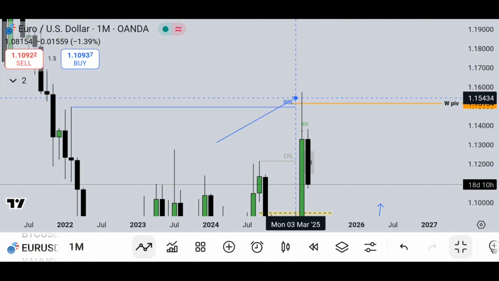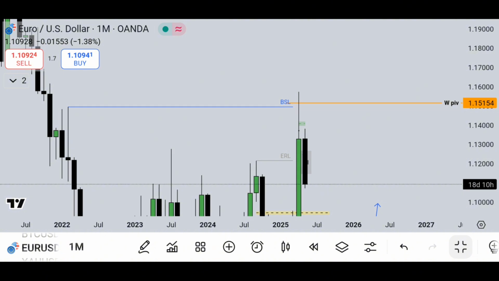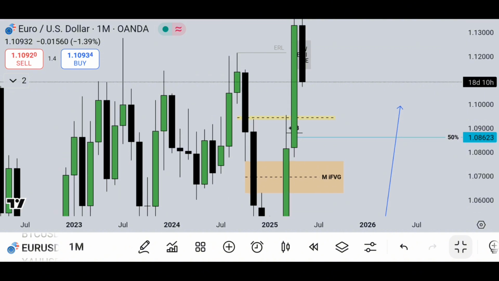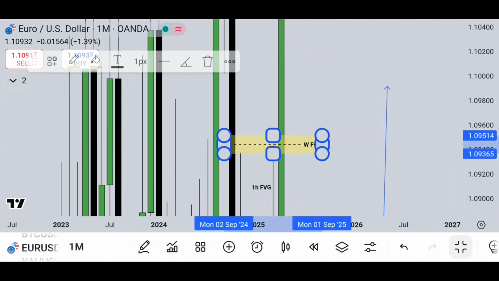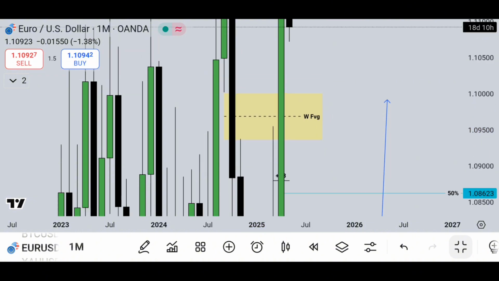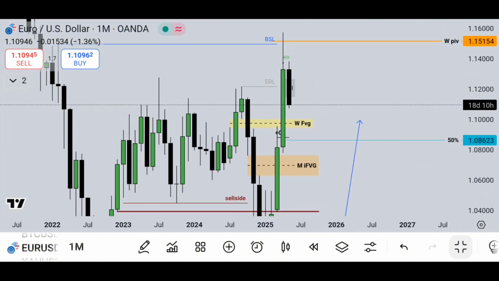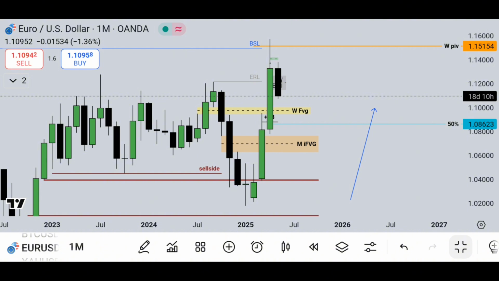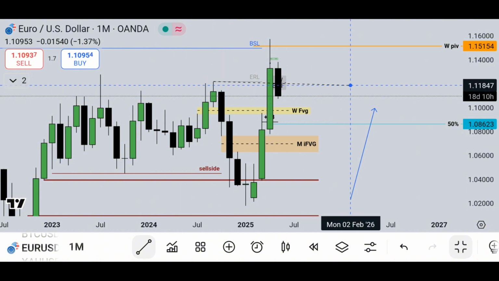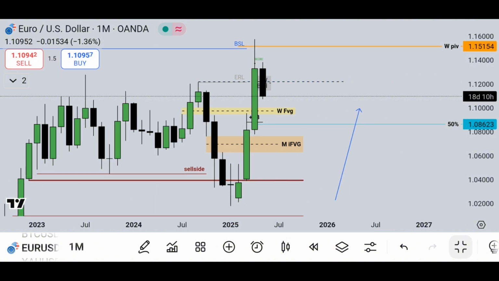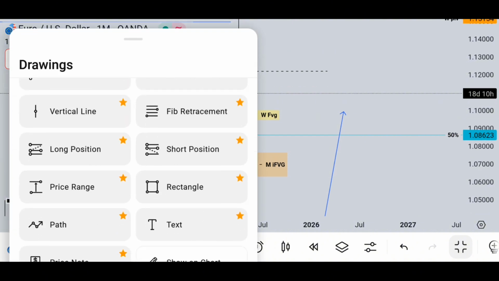So that was the PD array that pushed price to the downside, and from right there I'm going to take you straight here. You see this monthly inverse BPR, and for now it could be the target for these sells, though its probability is 50.